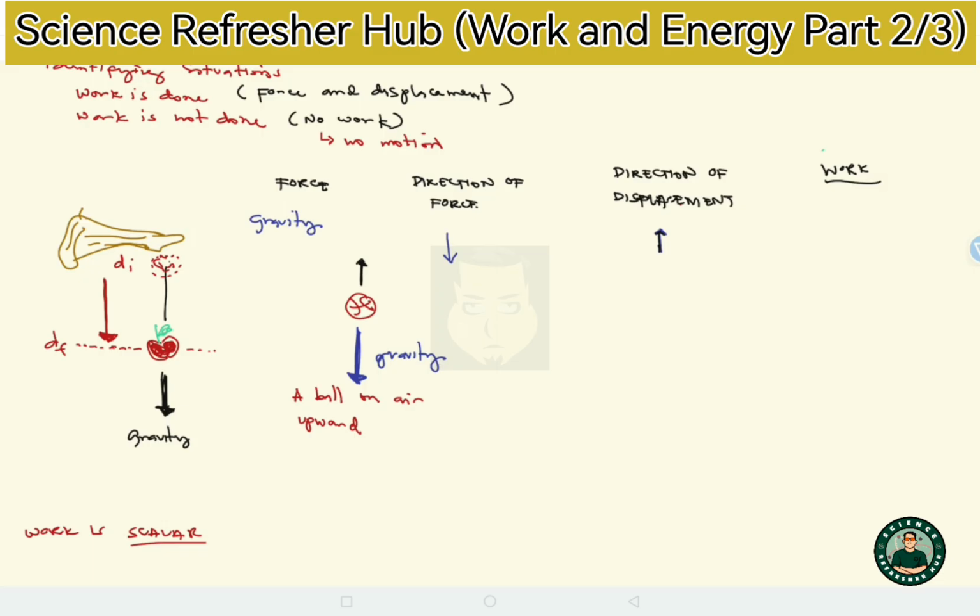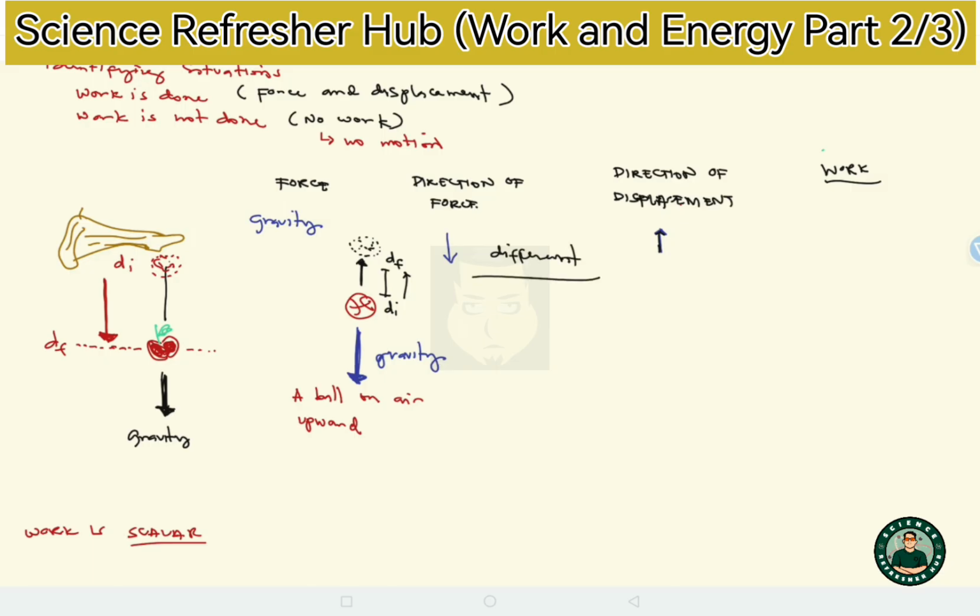The direction is upward as the ball has displacement. This is the initial, and this is going to be the final. So there's a displacement going upward. And if you look at the direction now, force due to gravity is downward, and the displacement as the ball goes up is upward, different directions.